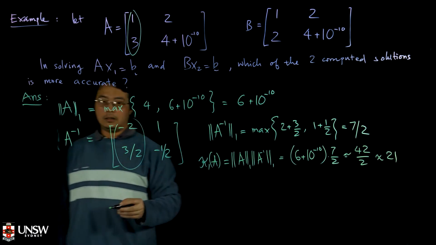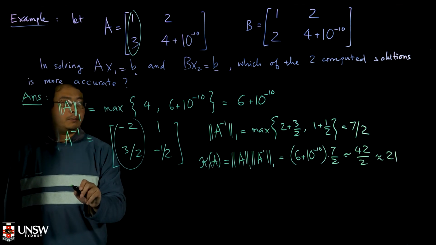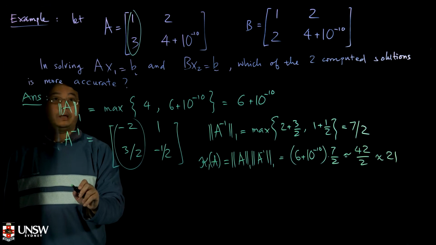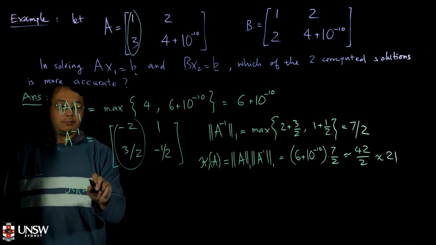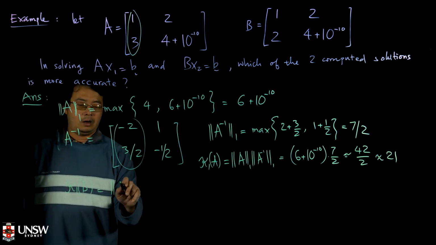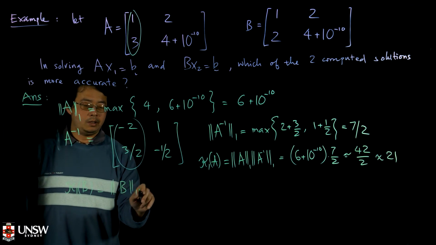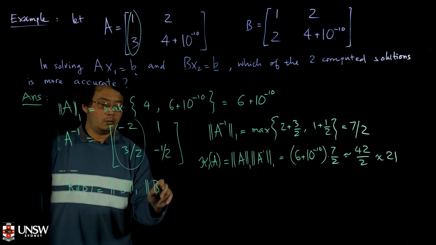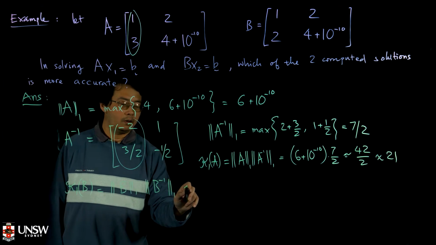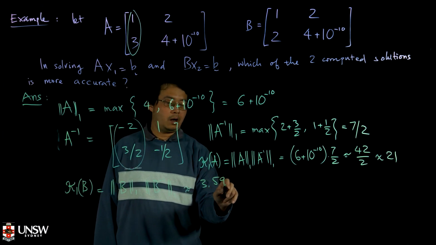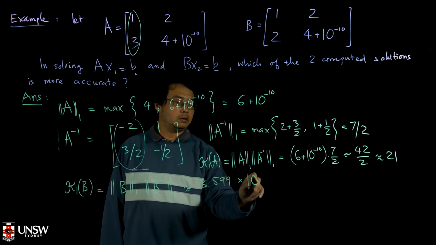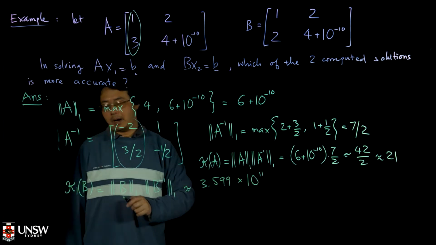And similarly, you can compute the condition number of matrix B. By similar techniques, you can compute the condition number in the one norm of the matrix B, and it will be the one norm of the matrix B times the one norm of B inverse, and it will be around 3.599 times 10 to the 11. So it makes a big difference.